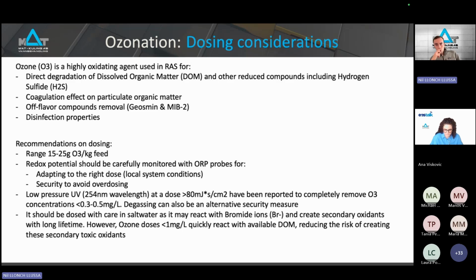Then in saltwater systems, it should be dosed with more care than in freshwater, only because it can interact with bromide ions and form secondary toxic substances. However, it's very hard to form these substances at the low ozone doses that are usually used in RAS, below 1 milligram per liter, since they quickly react with organic matter. So there is a very low possibility of these toxic substances being created. And in any case, you should have the safety measures that I have mentioned above.